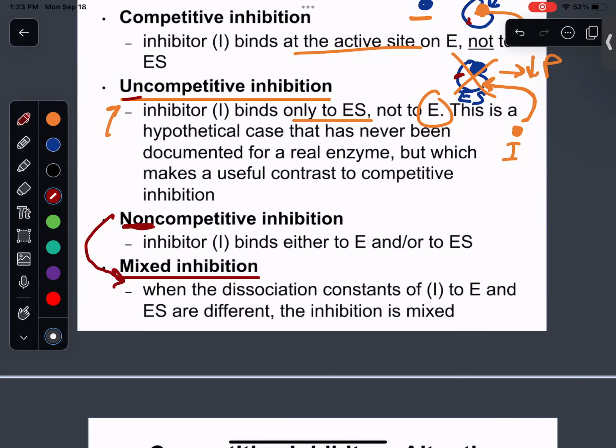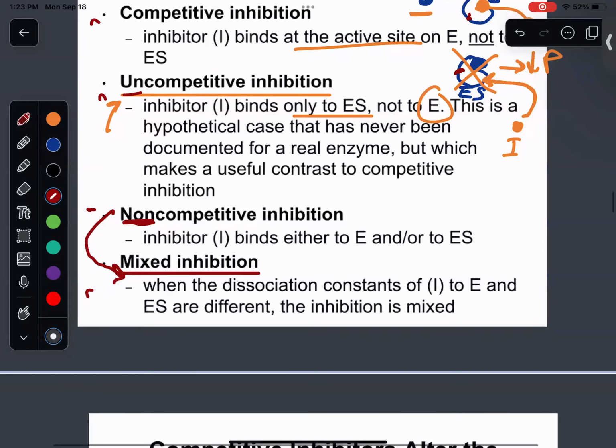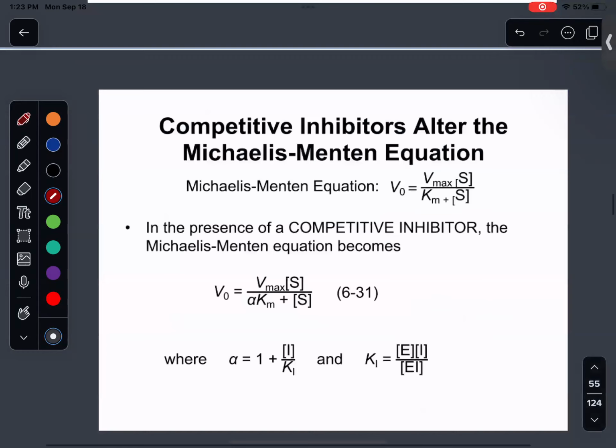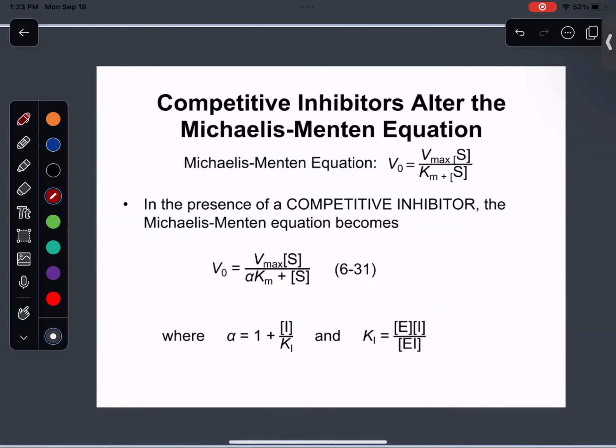Mixed inhibition is when the dissociation constants of the inhibitor to enzyme and the inhibitor to enzyme substrate complex are different. That's a bit of a complicated way of saying it, I understand that. Bottom line, the inhibition is mixed. We're going to go into the details of each one of these, 1, 2, 3, 4, individually, and I hope by then that'll help clear things up a little bit. But for now, you have the general idea. So let's just move right on in to our competitive inhibitors.